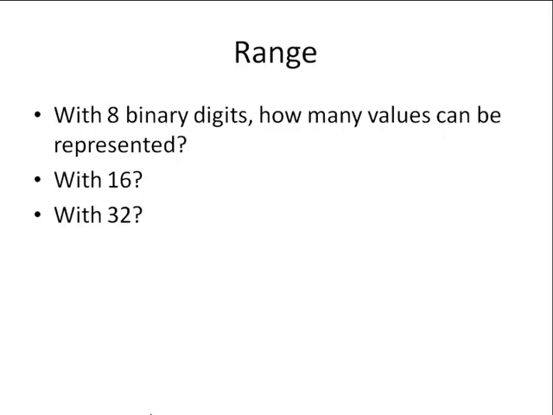Now, a separate question is, what is the range that you can represent with a certain number of binary digits? So with 8 binary digits, we saw that a binary value that was all ones gives us a value of 255. So the largest number we could represent with 8 binary digits is 255, but the smallest number is 0. So the range is how many values can we represent. We can represent all the values from 0 to 255, so we can represent 256 different values. So there is a range of 256 values there.